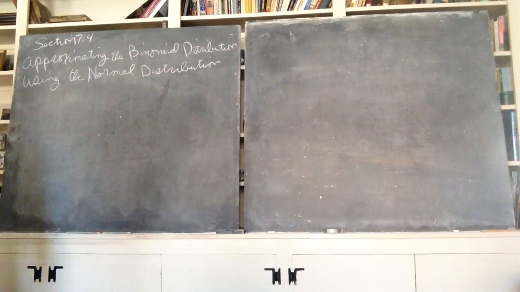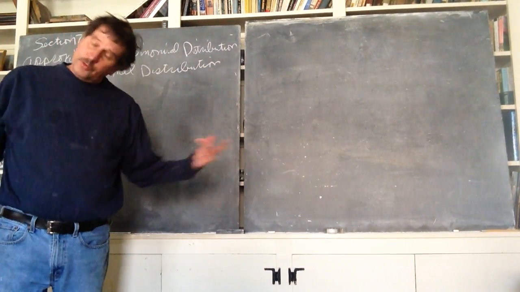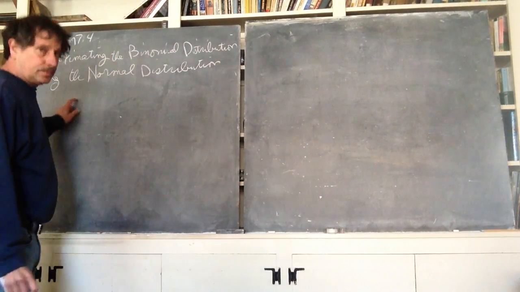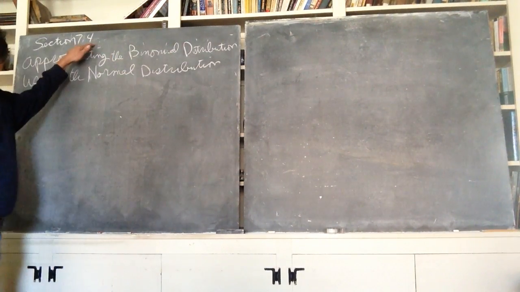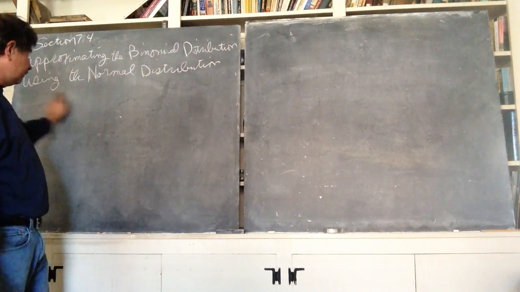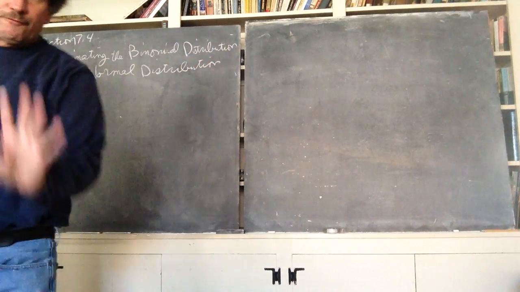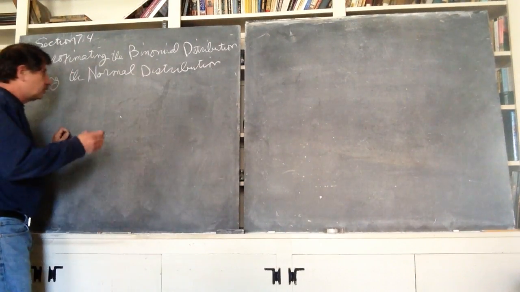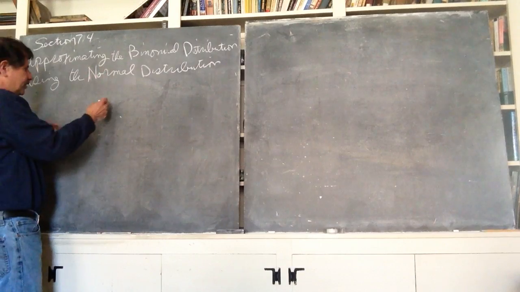Alright, welcome back everybody. This could be the final instructional video for Route 7, Section 7.4. This is called Approximating the Binomial Distribution using the Normal Distribution. This is the fourth, I hope, of four videos on this. And so how do you do this?